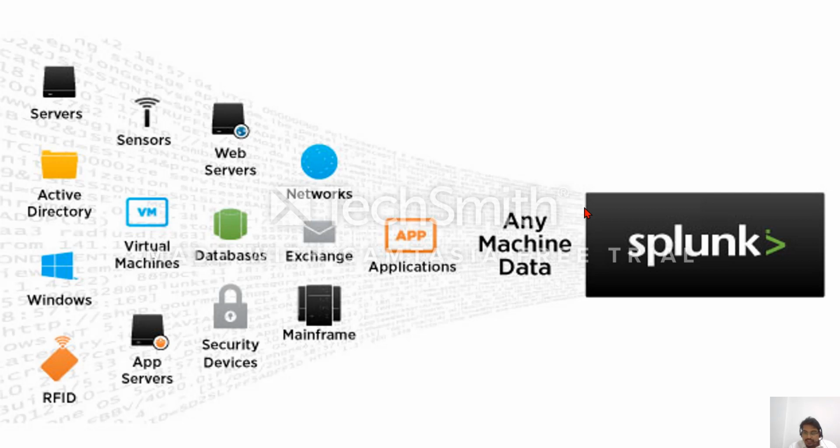Splunk can take any kind of data. It can take server data, Active Directory data, Windows data, RFID tags, sensors, virtual machines, application servers, web servers, databases, security devices, networks, Exchange, mainframe, and applications. Not only these, if any other application or object is there, Splunk is able to collect data from them as well.